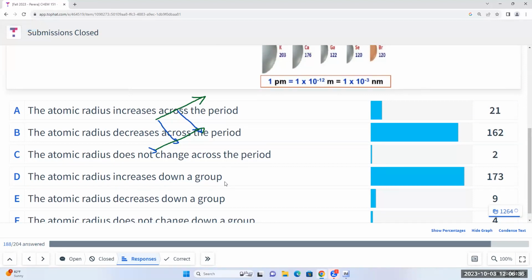All right, do we have any questions, concerns, comments about this? This is just making some observations. We were given some data. Based on the data, across the period from left to right, the size of the atom decreases, and down a group in the periodic table, the size of the atom increases. Any questions about that? Anything?